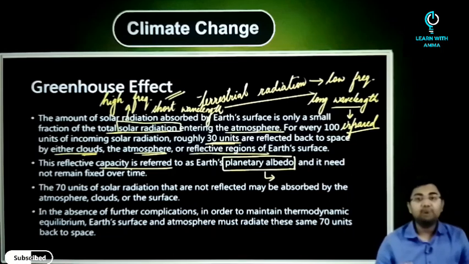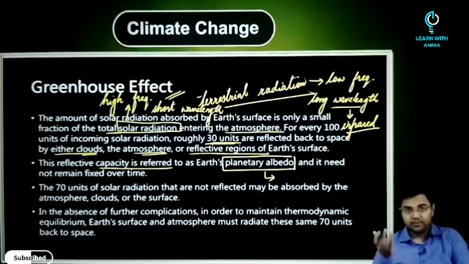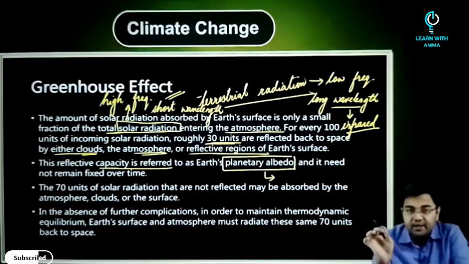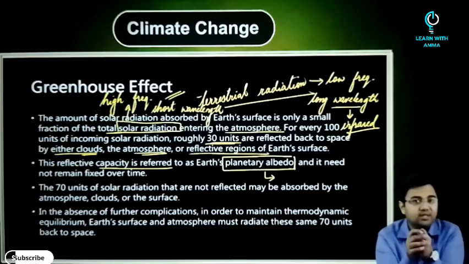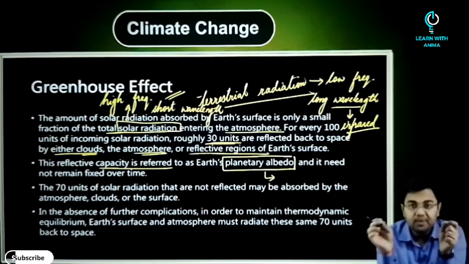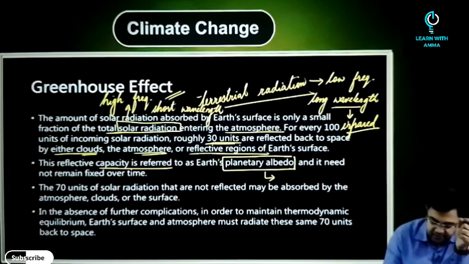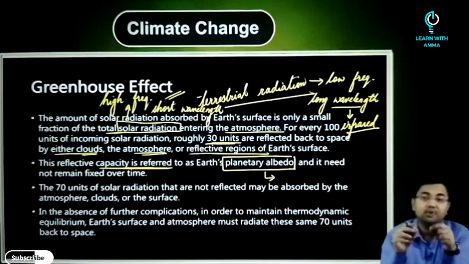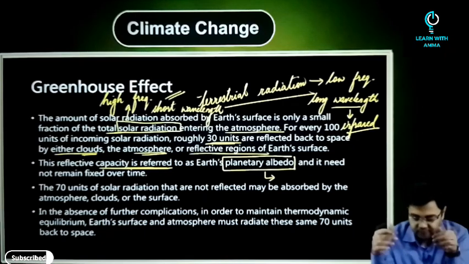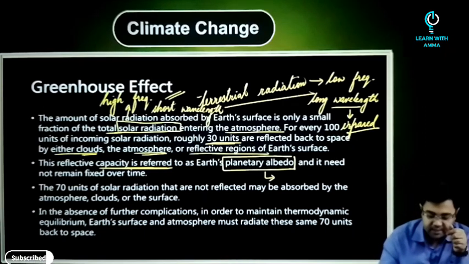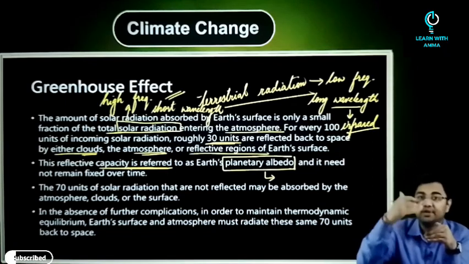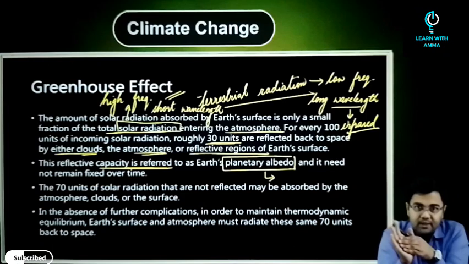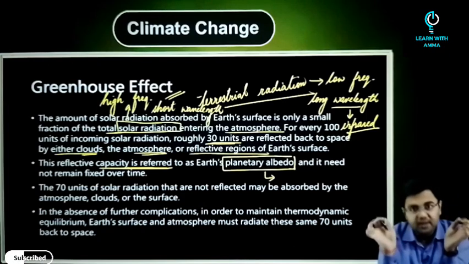I'm sure that you have come across this term in your geography classes as well. So, planetary albedo, please remember this term because we will make use of it as we go along with our discussion. So what do we mean by albedo? The reflective capacity of the Earth. What is the reflective capacity? The fact that for every 100 units of incoming radiation, roughly 30 units are reflected back, right? This is called planetary albedo.